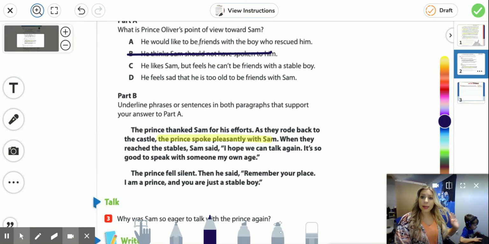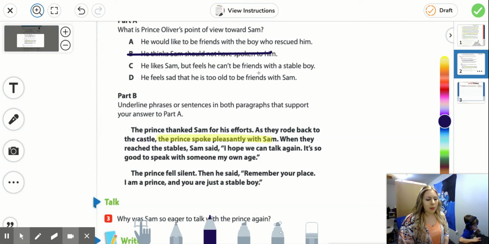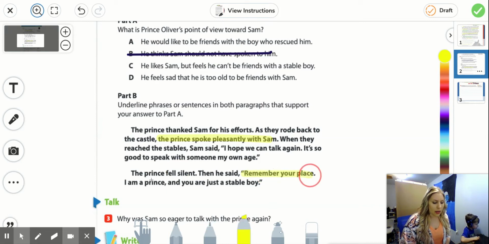He likes Sam because they talk pleasantly to each other. They were talking and riding along, but he feels like he can't be friends with the stable boy because he says, remember your place. I am a prince and you are just a stable boy. Because he feels like, well, since I'm a prince and you're a stable boy, I feel like we can't really be friends.